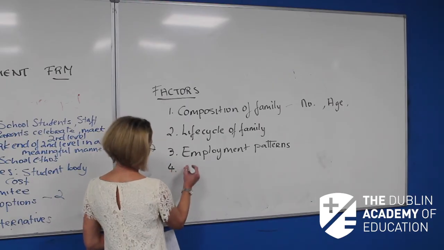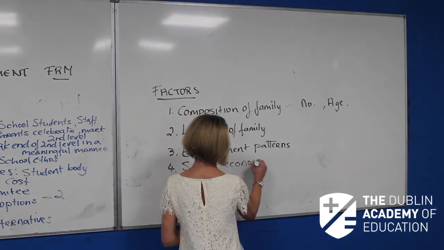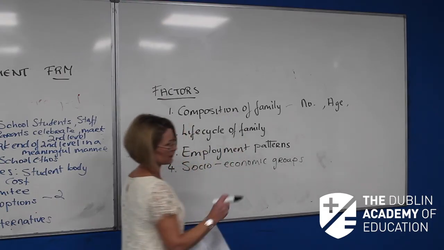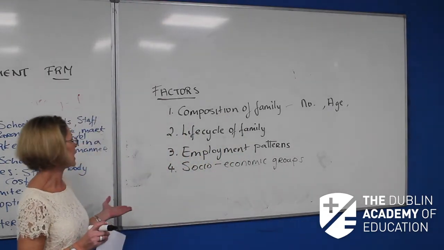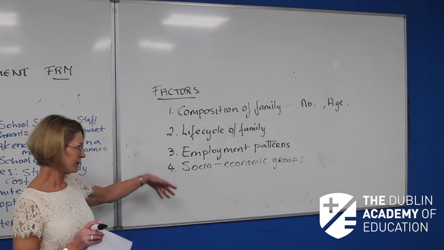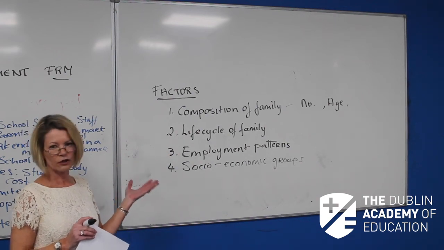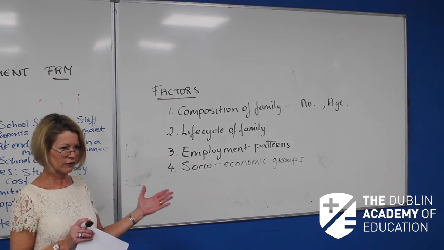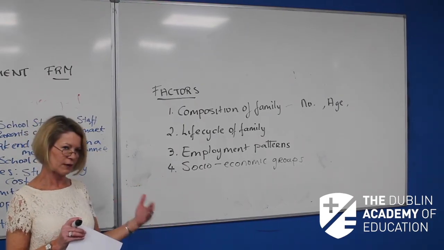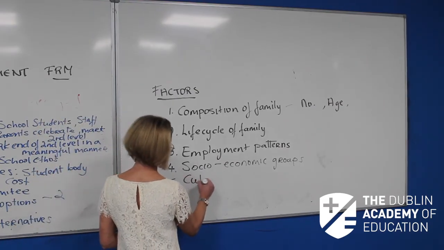Our fourth point here is on socioeconomic groups. And this overlaps the point we just mentioned about employment patterns. It's to do with income. Those with higher incomes in a higher socioeconomic group, their decisions probably aren't as crucial. I mean, they still have to make decisions, but those on very tight budgets have very difficult decisions to make and have to be very careful in planning their spending.